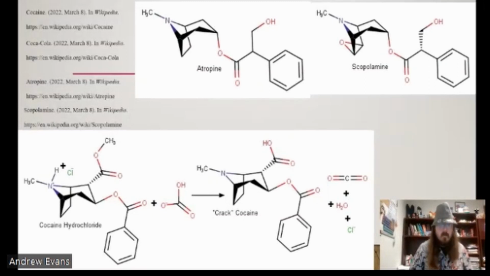And then another derivative of the nightshade family is scopolamine, which is a powerful sedative. Notice that the difference between cocaine and atropine is just that instead of an ester, we have an alcohol. And now with scopolamine, the big difference is that we have what's called a three-membered epoxide ring at the bottom of the bicyclic nitrogen group.